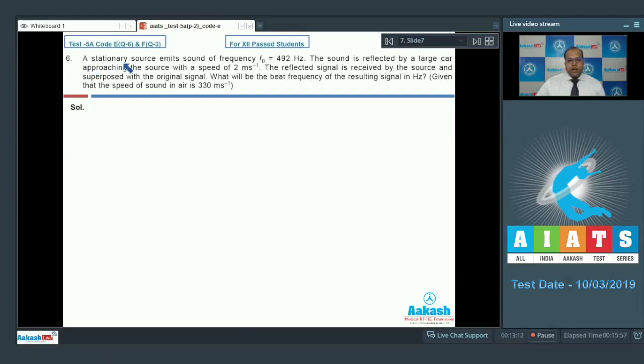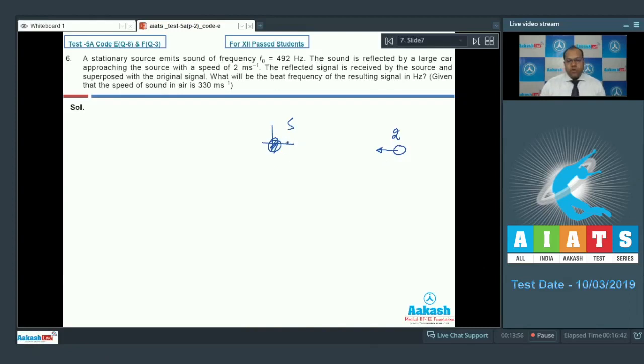In question number 6, a stationary source emits sound of frequency f0. The sound is reflected by a large car approaching the source with a speed of 2 meters per second. The reflected signal is received by the source and superposed with the original signal. What is the beat frequency of the resulting signal in hertz, given that the speed of sound in air is 330 meters per second? So let this be the source, and it is the stationary source, and here is a car which is moving in this direction with a speed of 2 meters per second. The speed of sound in air is 330 meters per second.